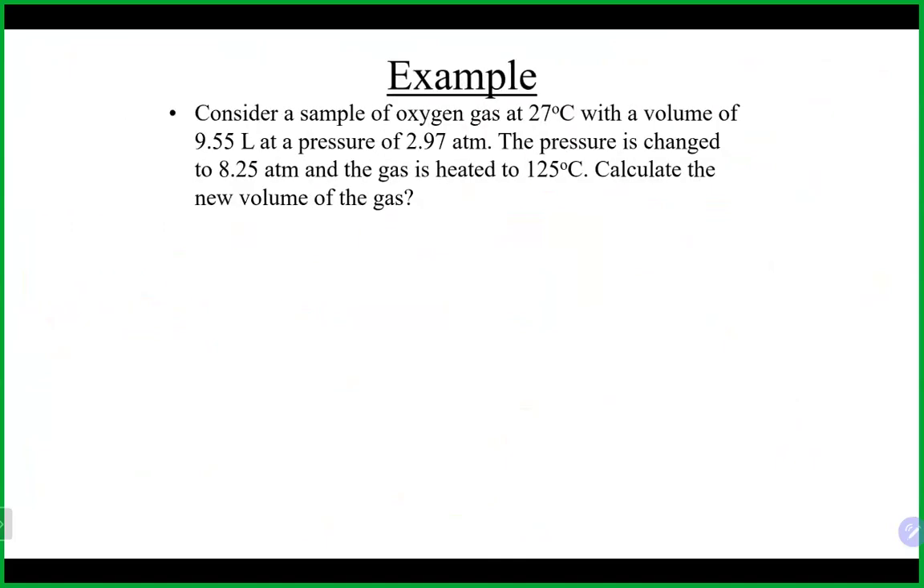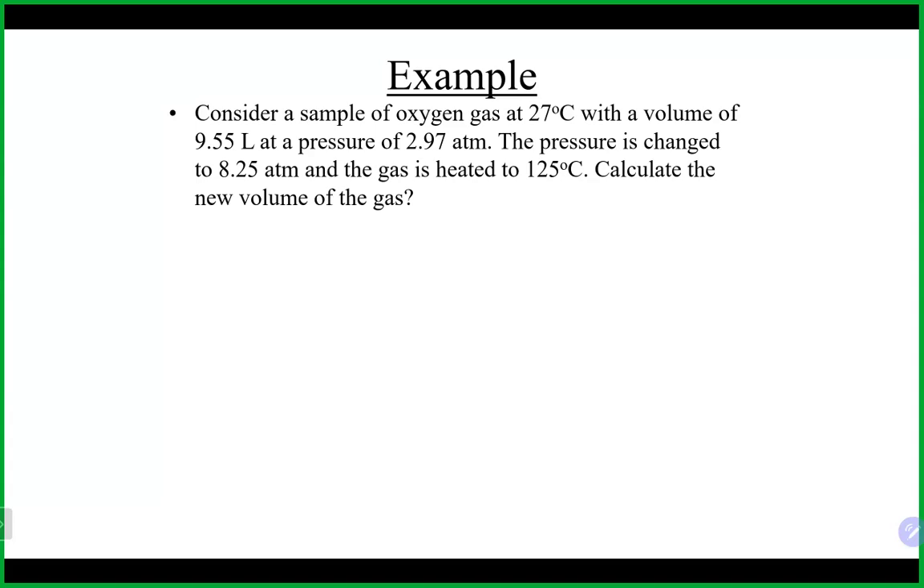Consider a sample of oxygen gas at 27 degrees Celsius. We have a volume of 9.55 and a pressure of 2.97. We change the pressure to 8.25 and we heat it to 125. What will be the new volume of the gas? Take a few moments there and see what you come up with here.